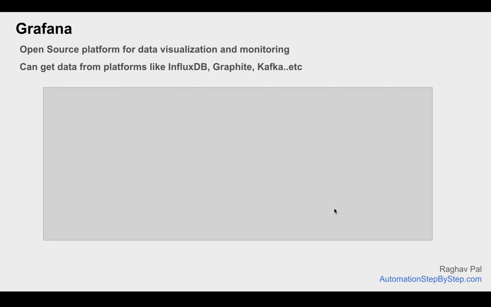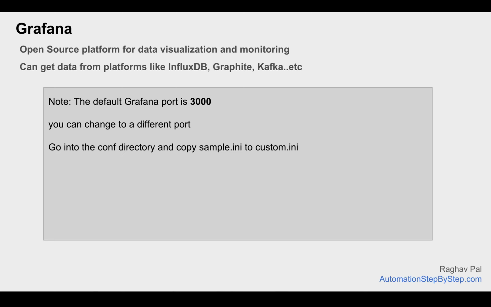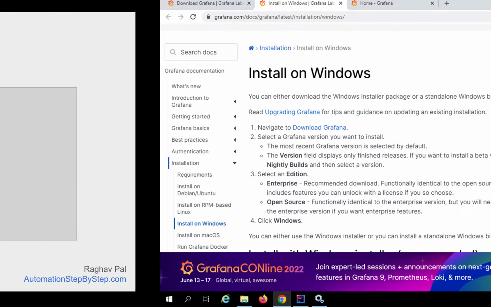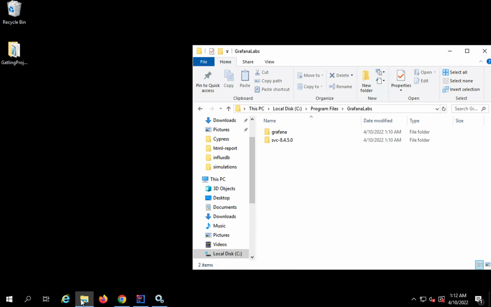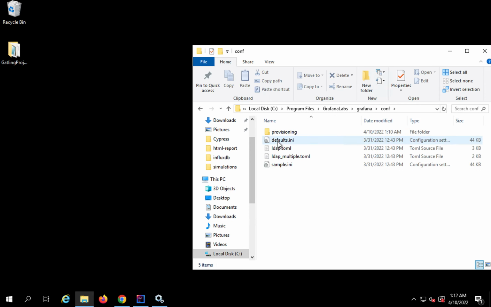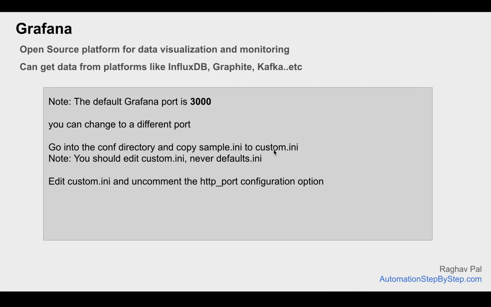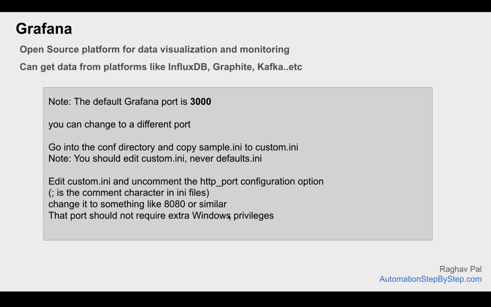So we have got Grafana up and running, and just in case you want to change the port, you can go to a different port. You will go to the conf directory of Grafana, copy the sample.ini file to a custom.ini file, and then edit the custom.ini file. So if I go to this Grafana folder, there is a conf folder, and you can see the sample.ini file. Just copy and paste this as a new file, and name the new file custom.ini. In that file you will find this HTTP port configuration option, and you can change this to a different port in case you want to. So this is how you can change the port if you want to.